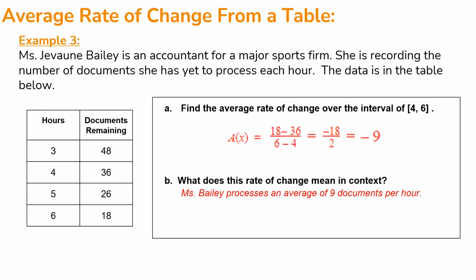Go ahead and check your answers. The average rate of change was negative 9. And if we look at the ordered pair here, 4, 36 and 6, 18. So again, we're using those x values there for our information. And you should have gotten negative 9. And the rate of change represents Mrs. Bailey processes an average of 9 documents per hour. And so hopefully you got it correct.